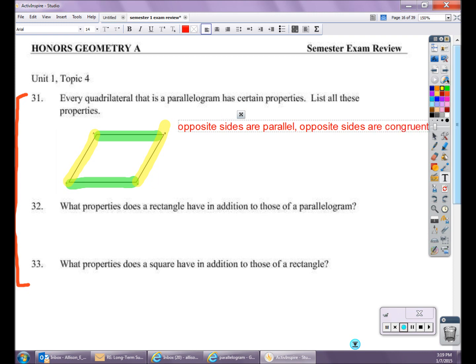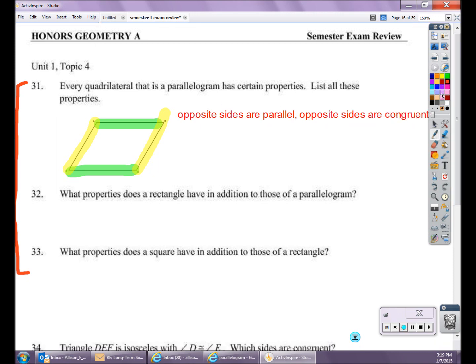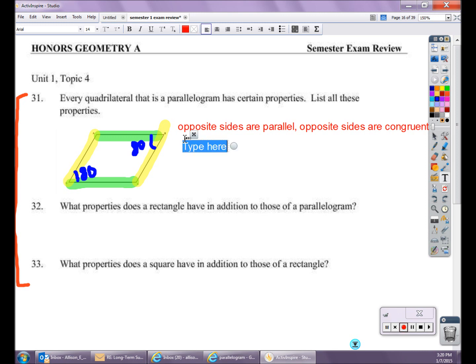Alright, and then let's go into the angles. So for example, if this is 80 degrees, then its opposite angle here also has to be 80 degrees. Okay? So we know that opposite angles are congruent.